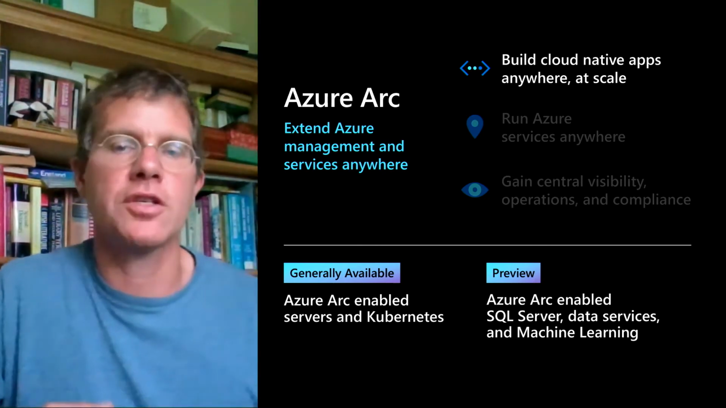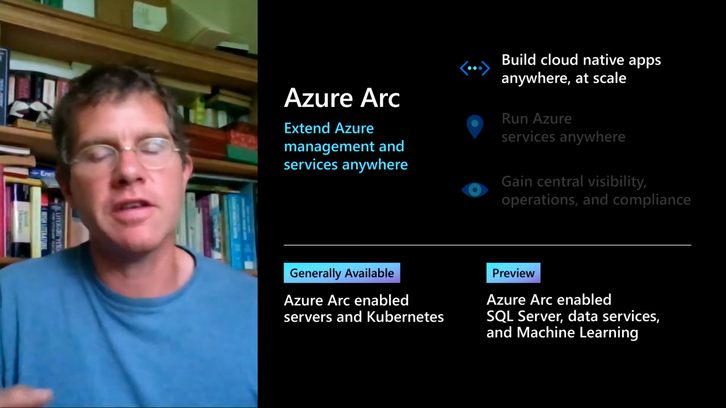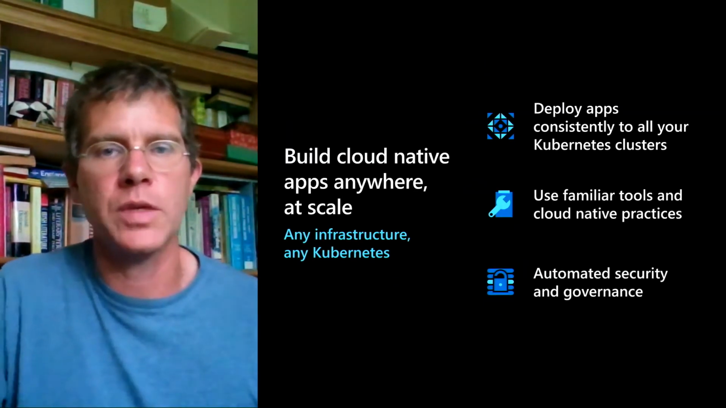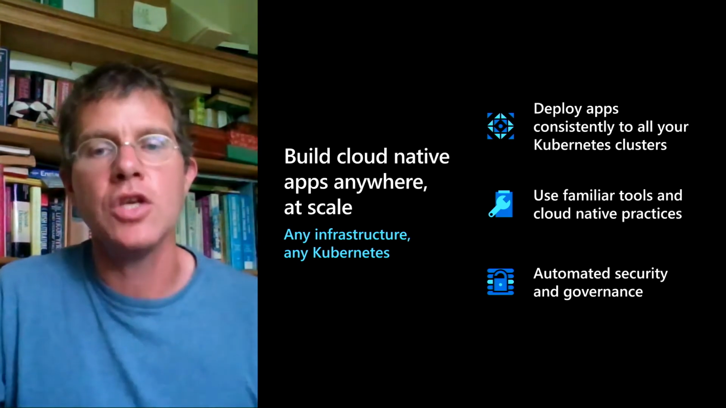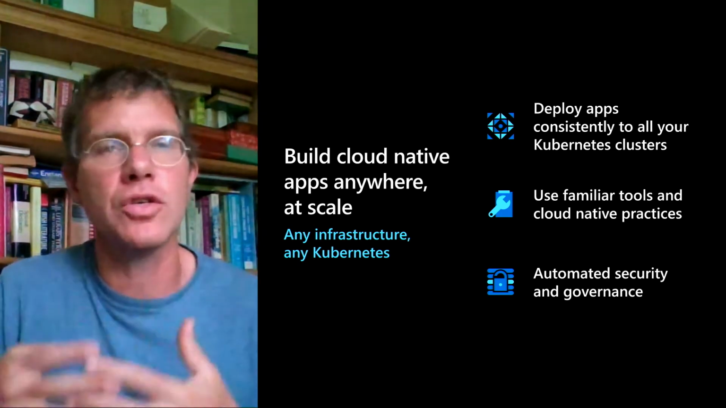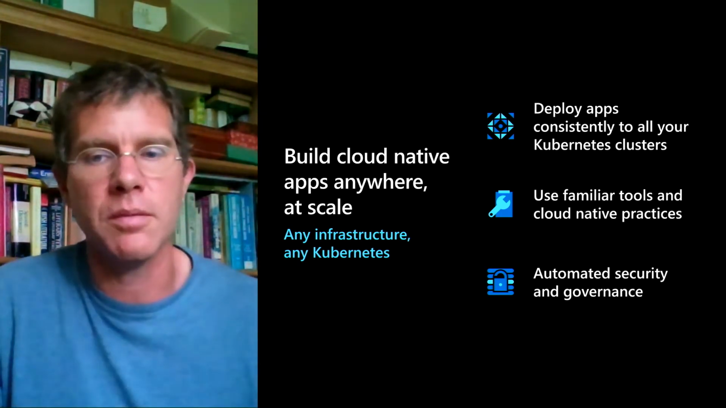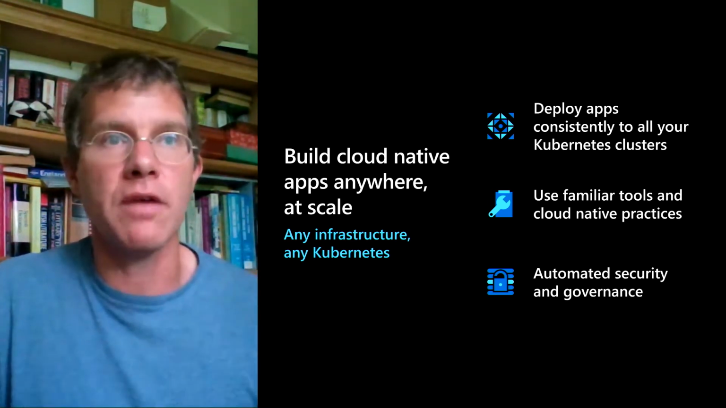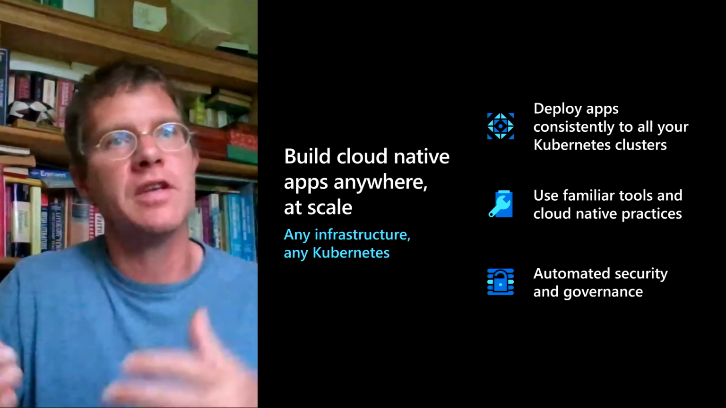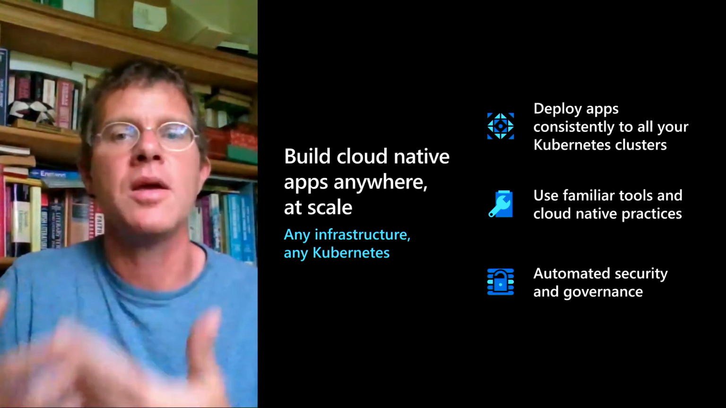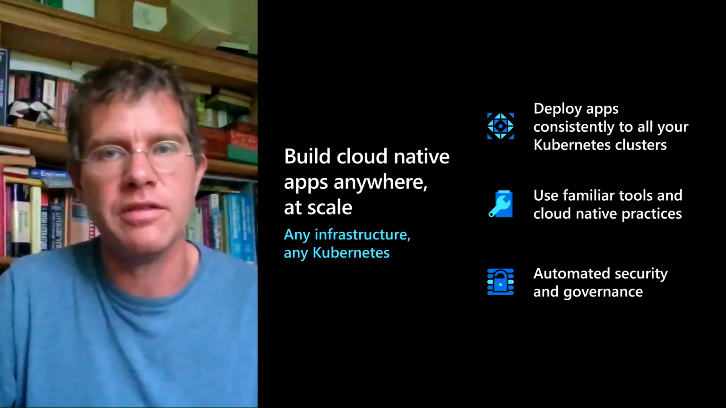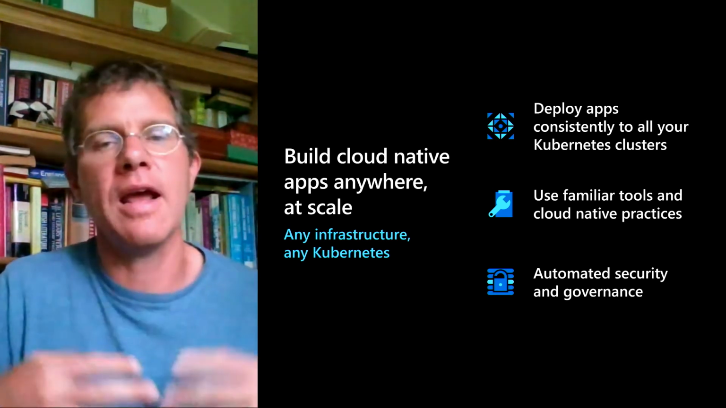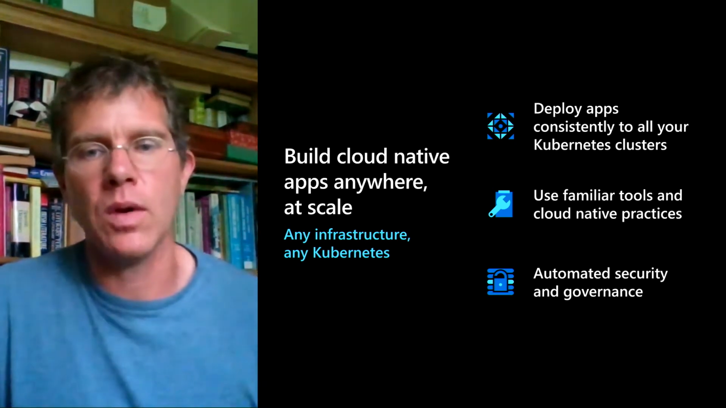On any infrastructure, you can deploy your applications consistently to all of your Kubernetes clusters. We give you a single way of doing that. You can use familiar tools that you're used to from the cloud-native ecosystem. And you can also have automatic security and governance in a single pane of glass from a single set of tools delivered by Azure as a service, so that you know for certain that every single Kubernetes cluster that you're running anywhere is up to date.